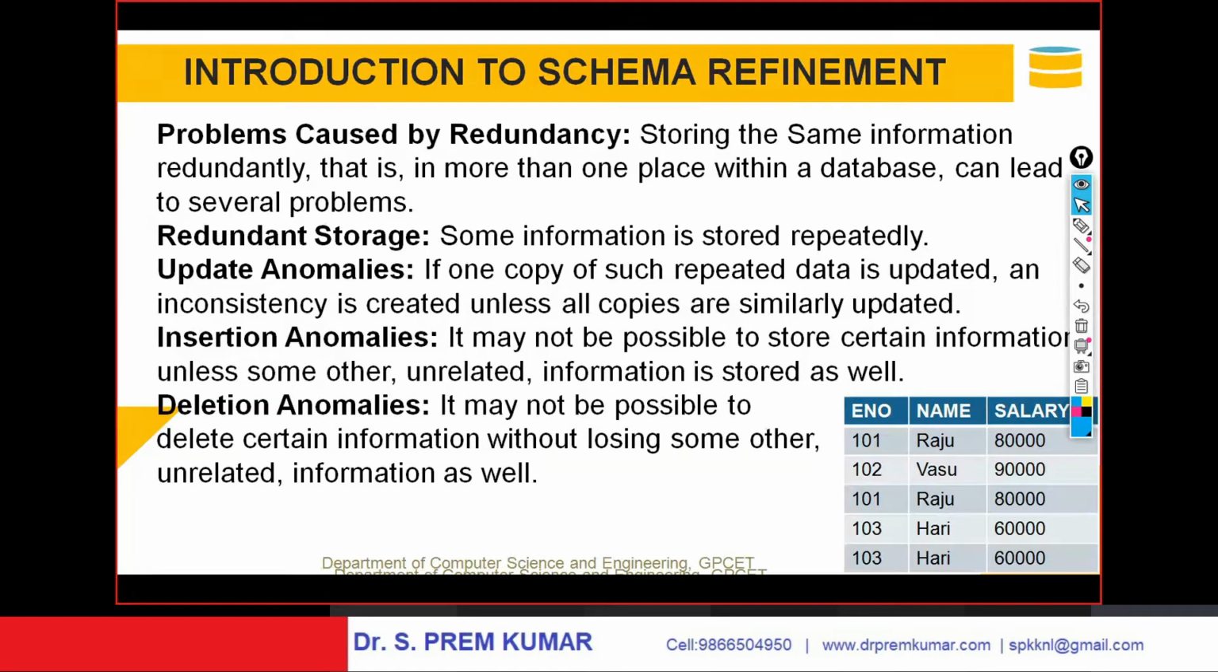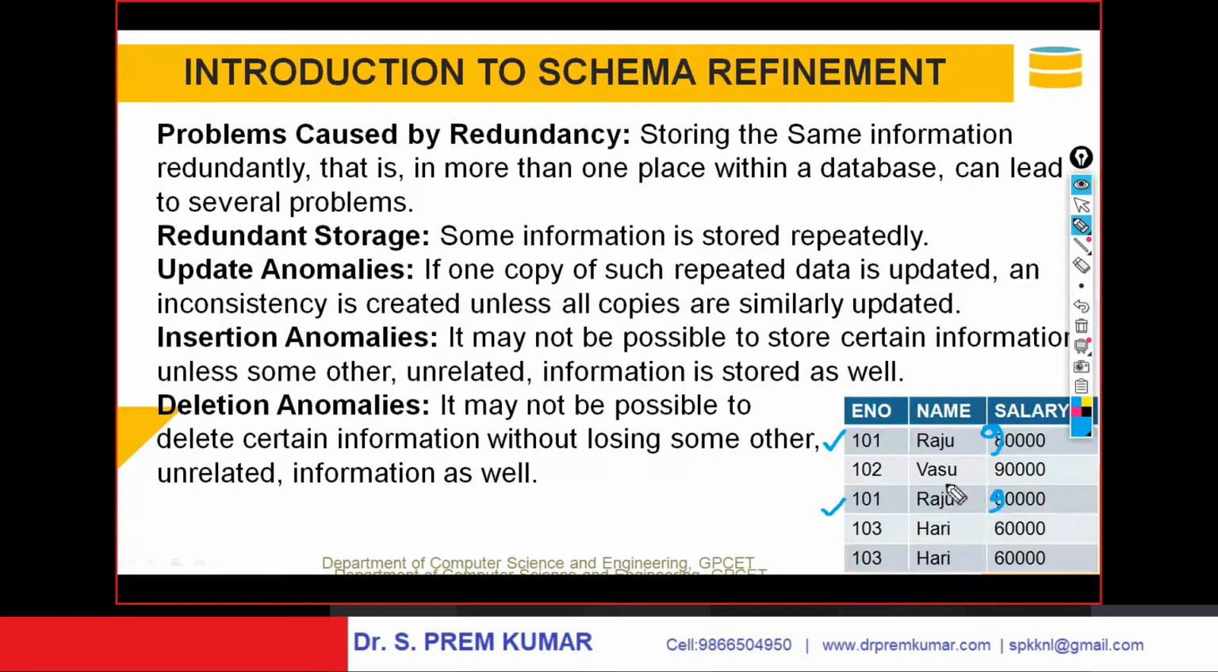Now, if I do modifications at one point, I need to do modifications at all points. For example, Razu's salary from 80,000 I increased to 90,000. It is not sufficient because of the repetition. At all places wherever you come across Razu, if I make this 80,000 a 90,000, it is not sufficient. I need to do it as 90,000 here also for this Razu, 101. So whenever there is a repetition of data, there will be a problem.